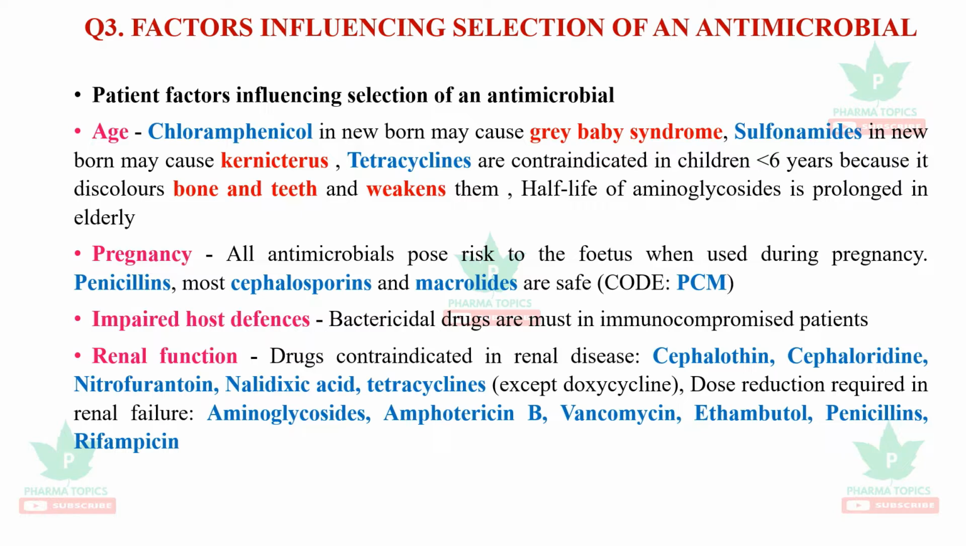Two important factors which decide the selection of the antimicrobial are patient factors and drug factors. Let us see the patient factors. I have given some examples for age. For example, chloramphenicol in newborn may cause grey baby syndrome. Sulfonamides may cause jaundice. Tetracyclines are contraindicated in children because they discolor the bone and teeth, because they form complex with the calcium. Most of the antimicrobials pose risk to the fetus when used during pregnancy.